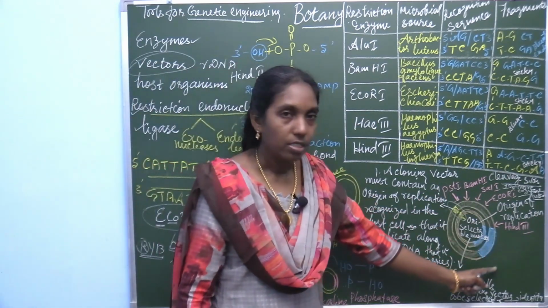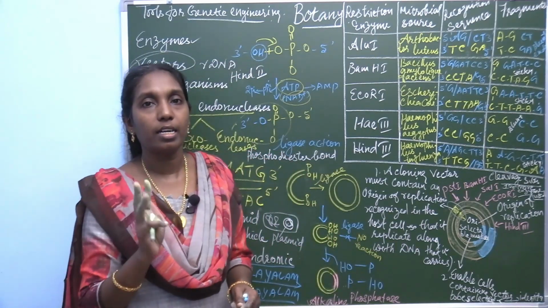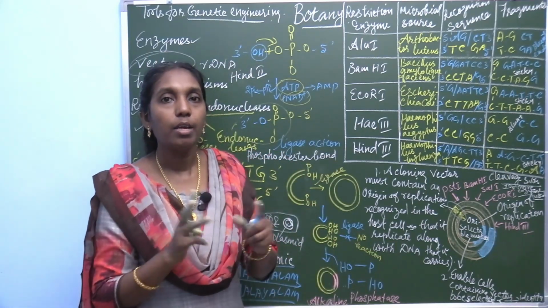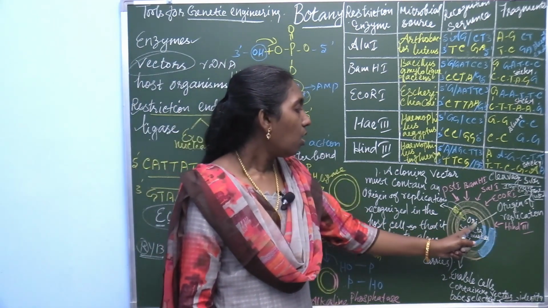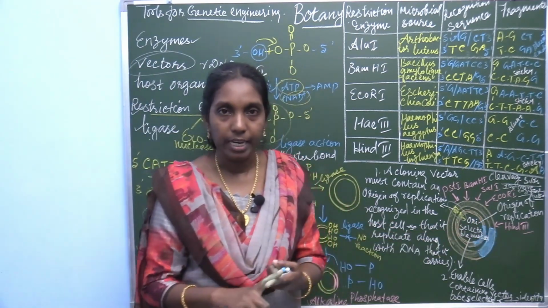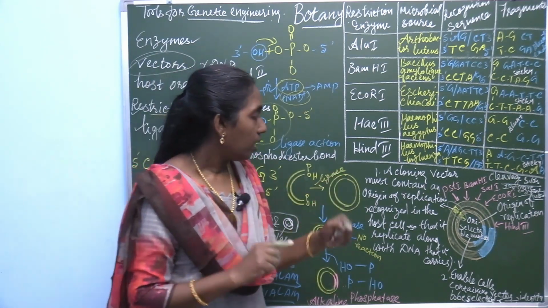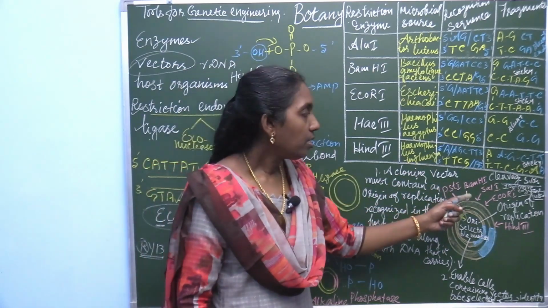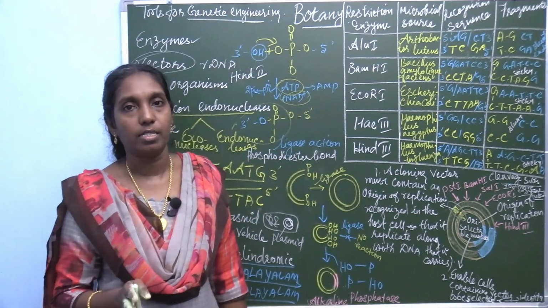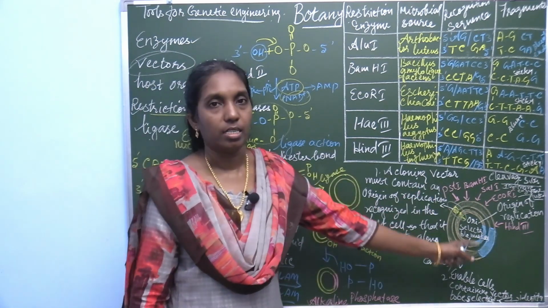So, this is the vector which contains three recognition regions, three important features. What are they? Origin of replication, then selectable marker and cleavage sites. These three are very important in vectors.